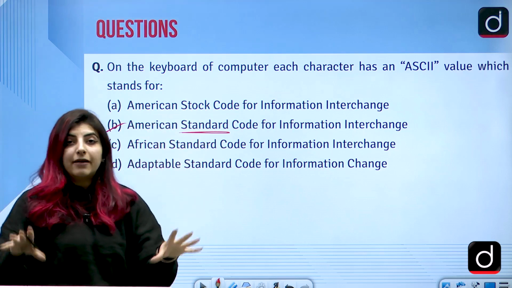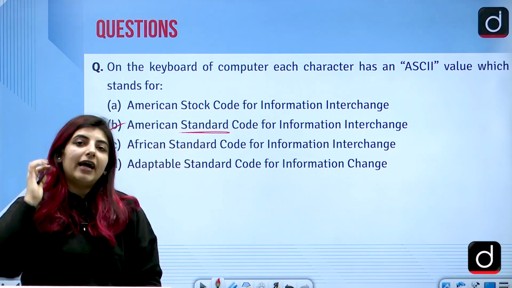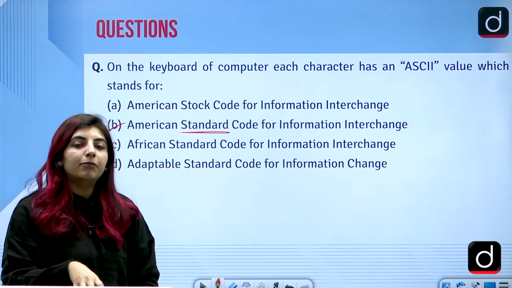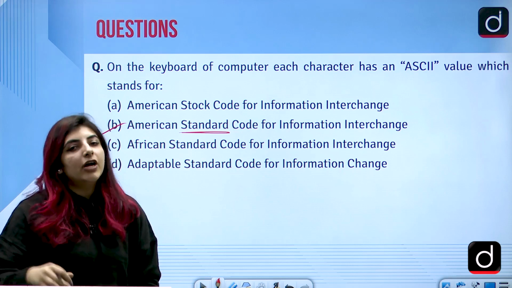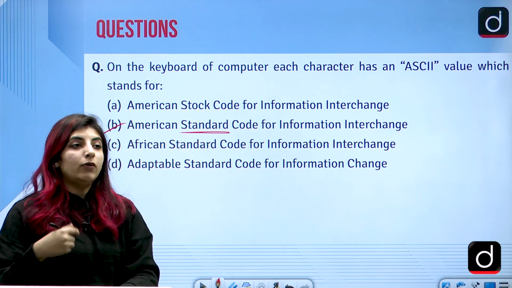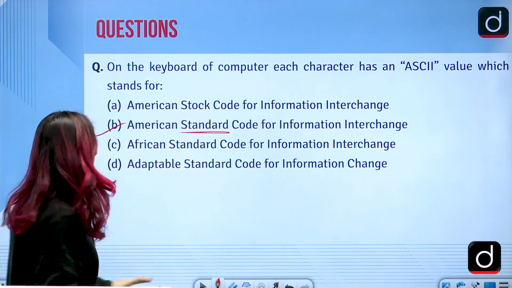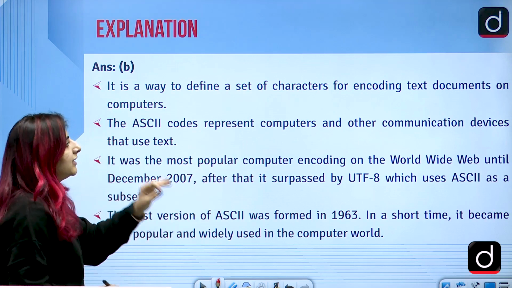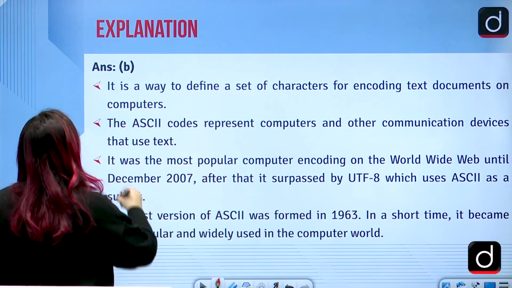So whatever keyboard you have, it has a different code which connects to the computer, helping the computer understand the language, passing it the signals that this is what the user has pressed as a button. Correct? So let's just see. It's a way to define a set of characters for encoding text documents on computer.